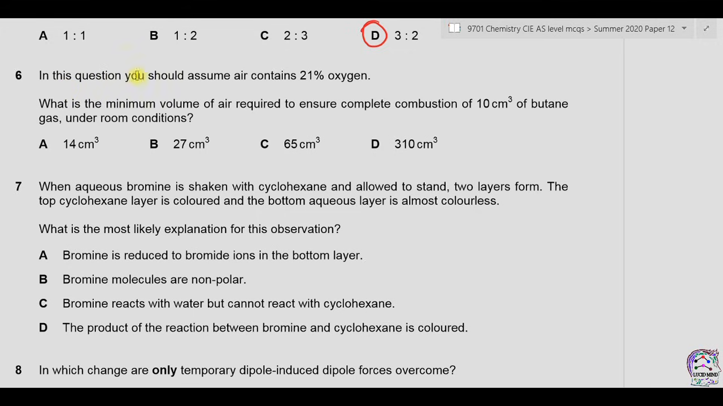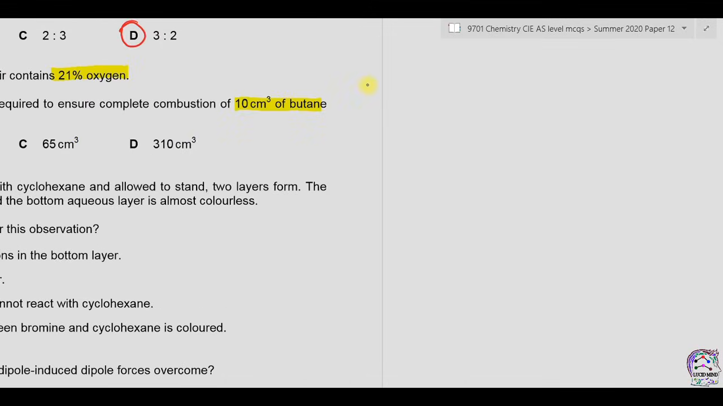Question 6. In this question, you should assume air contains 21% oxygen. What is the minimum volume of air required to ensure complete combustion of 10 cm3 of butane gas under room conditions? Let's first write the combustion equation for butane.